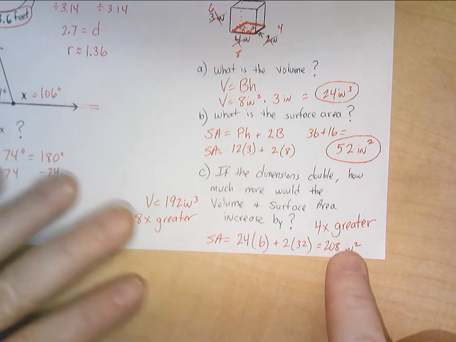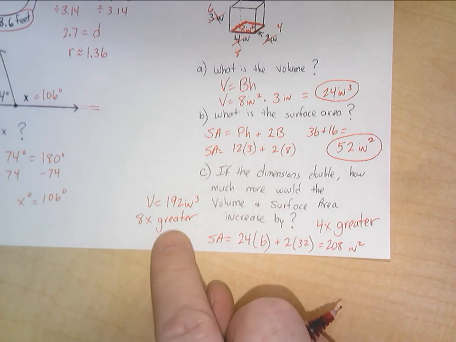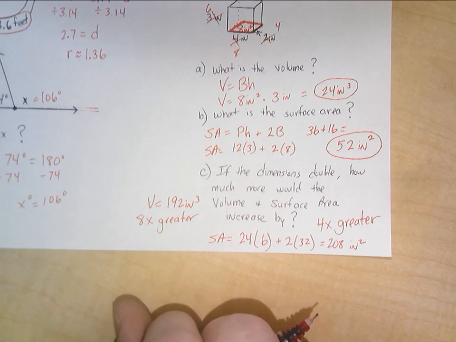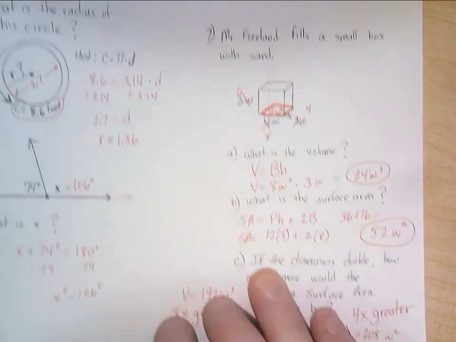So you can see the surface area just quadruples, but the volume doesn't quadruple. It's 8 times greater, much, much greater in volume. Okay, hopefully that helps. You're going to see this again pretty soon.